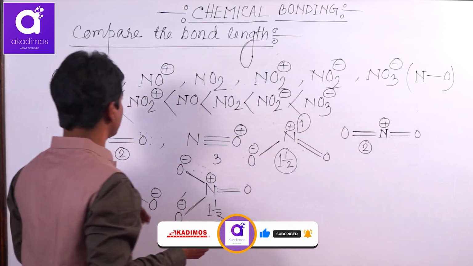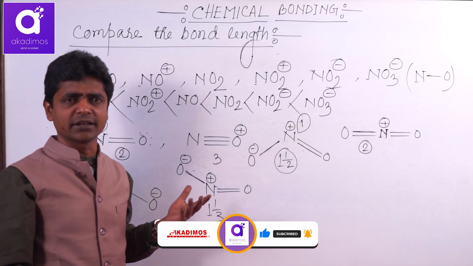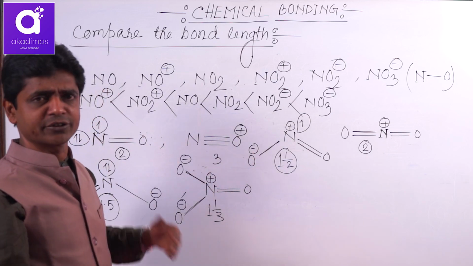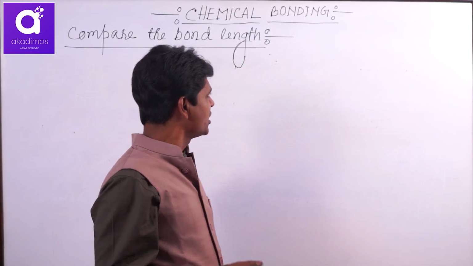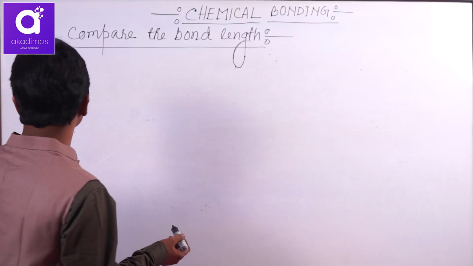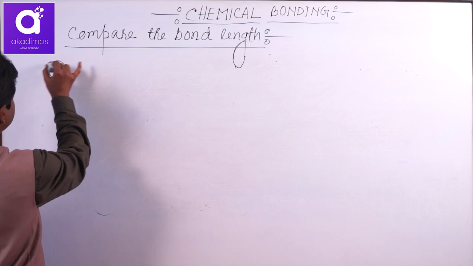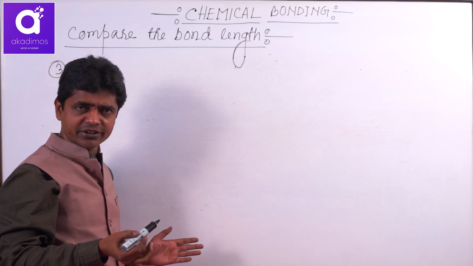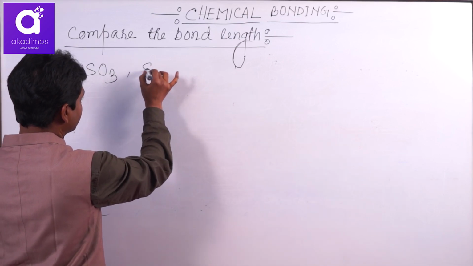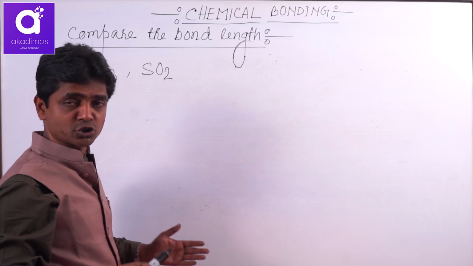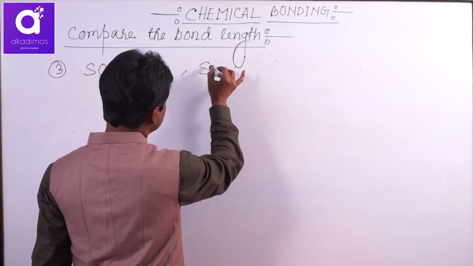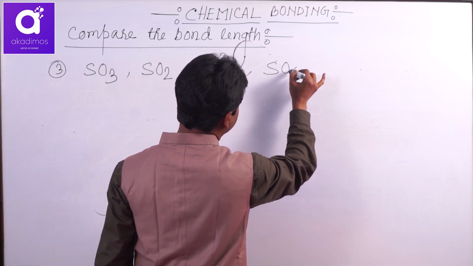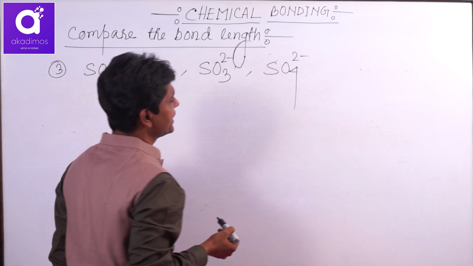And finally, you got the idea of how to compare the different bond lengths. Here I have considered the bond order and electronegativity. Now I am going to give the third example where I will compare bond length. Third example, take SO3, sulfur trioxide, you know that is the anhydride of H2SO4. SO2, anhydride of H2SO3. Take the sulfite radical SO3 2 minus, and the sulfate radical, very common, SO4 2 minus.